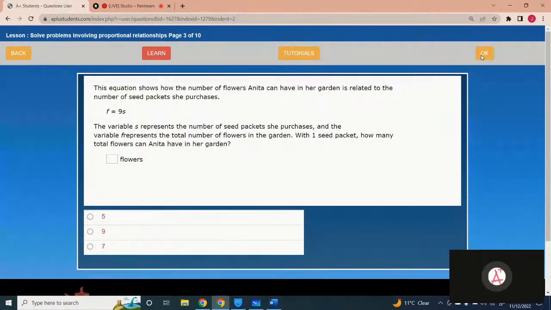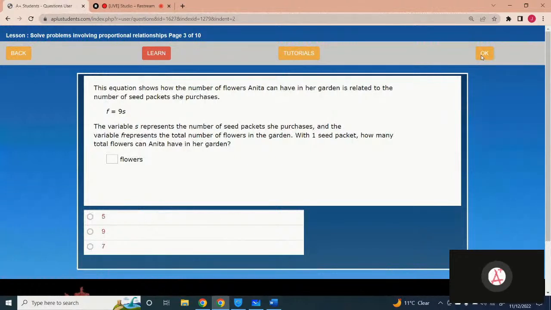Okay, the equation shows how the number of flowers Anita can have in her garden is related to the number of seed packets she purchases. F equals 9s. The variable s represents the number of seed packets she purchases, and the variable f represents the total number of flowers in the garden. With one seed packet, how many flowers can Anita have in her garden?